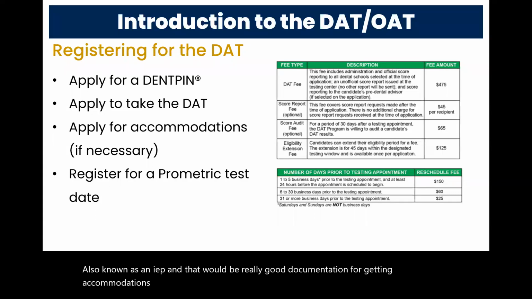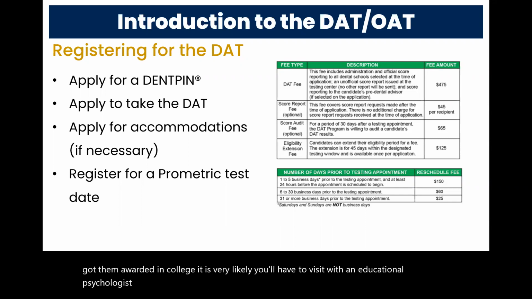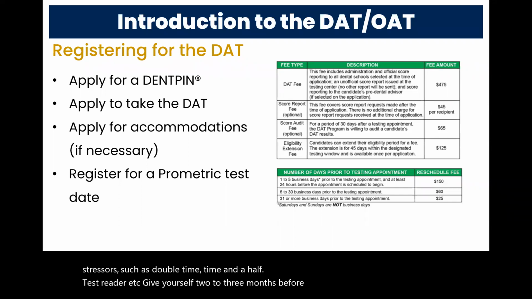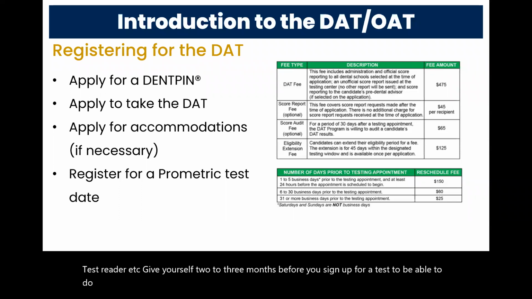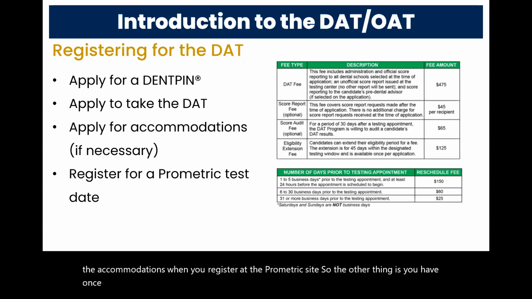If you didn't have accommodations in high school and you just got them awarded in college, it is very likely you'll have to visit with an educational psychologist for a full evaluation for learning disabilities and or test alteration effects, such as double time, time and a half, test reader, etc. Give yourself 2 to 3 months before you sign up for a test to be able to do that. Because if you sign up and you don't have those accommodations, you may not get the accommodations when you register at the Prometric site.